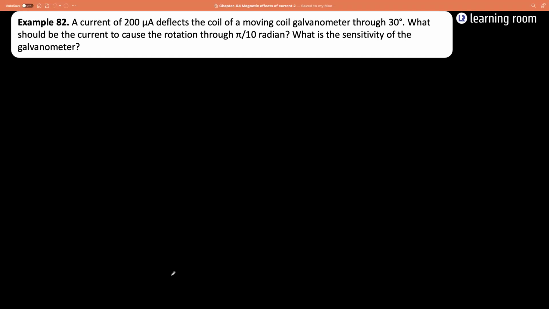So current of 200 microampere deflects the coil of a moving coil galvanometer through 30 degree. What should be the current to cause the rotation through pi by 10 radian? What is the sensitivity of the galvanometer? Do it fast, no?